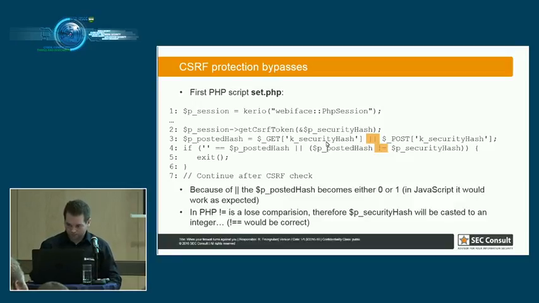So the main problem here is, in JavaScript, this code would really work. Because what they want to do is they just want to get the GET or the POST parameter. But in PHP, this operator here is a logical OR. That means the result is 0 or 1. That means we have now inside posted hash the number 0 or 1. And the security hash is a string, and then they make here a loose comparison. That means the string will be converted to an integer, to a number, and then this means the string will be converted to the number 1, then we're comparing the number 1 with 1. That means as soon as I set the security hash to any value, I always bypass this check here.